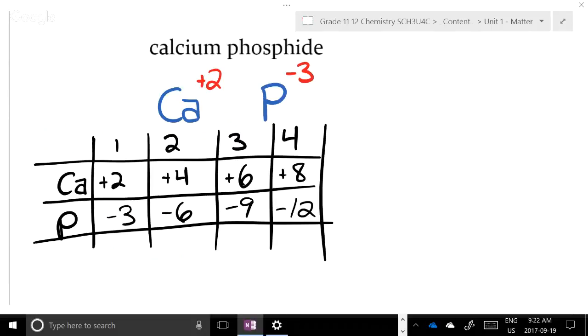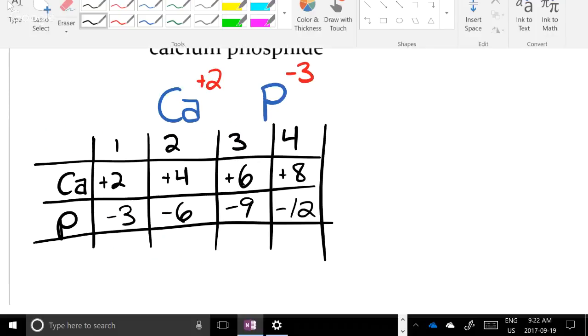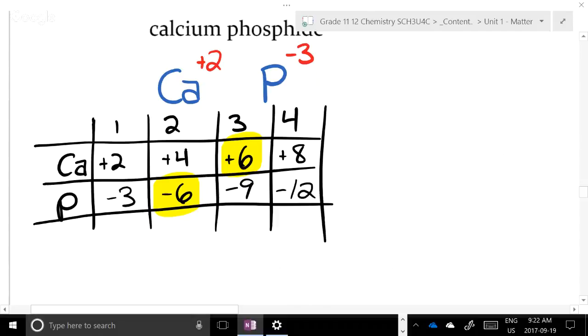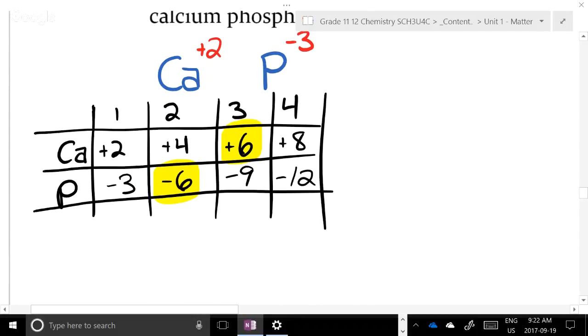Now the question is, how many of each of these do I need so that the charges can cancel? 3 calcium and 2 phosphorus. Very good. If I have 3 calcium, that gives me a charge of positive 6. If I have 2 phosphorus, that gives me a charge of negative 6. And those charges cancel one another out. Does that make sense? You may have learned this in grade 10 as the crisscross rule, cross the numbers down and reduce to lowest terms. You're welcome to do that. I avoid teaching it that way because I think it teaches a trick rather than teaching the understanding. And I think it's important to understand it, not just to know the trick.